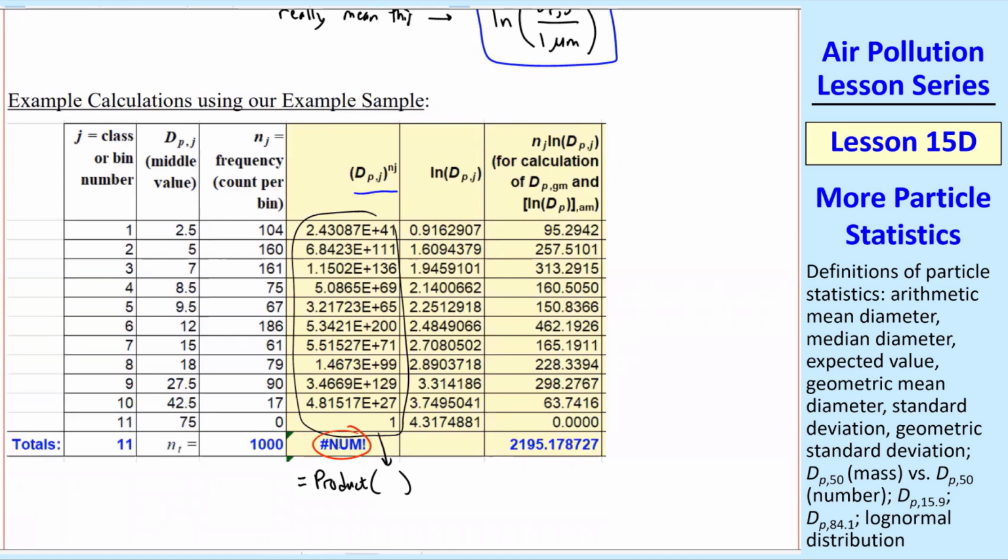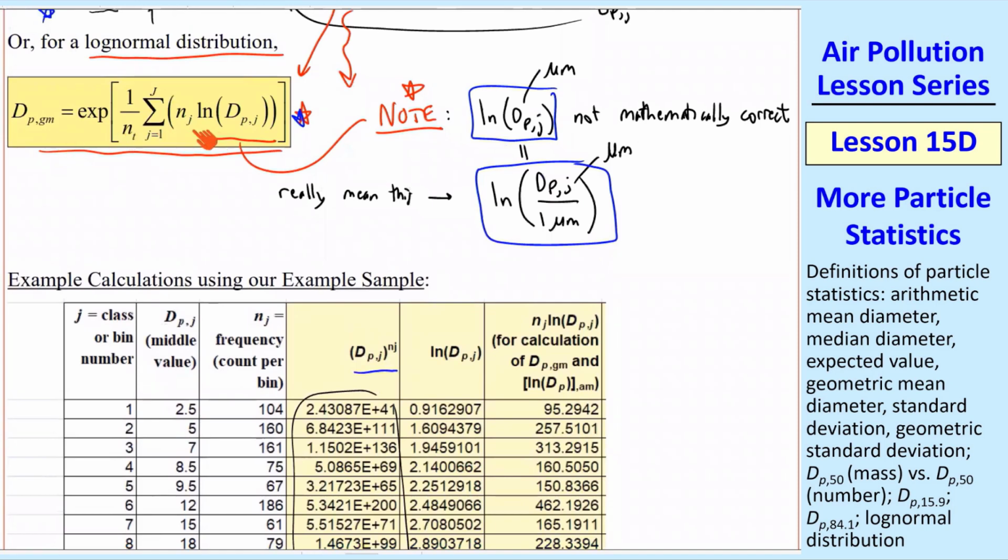I actually proved to myself that it does work if I put in much smaller numbers of particles in each bin so that these numbers aren't so huge. And I do get the correct answer. But here, we're not going to be able to do it. So let's do the other equation here.